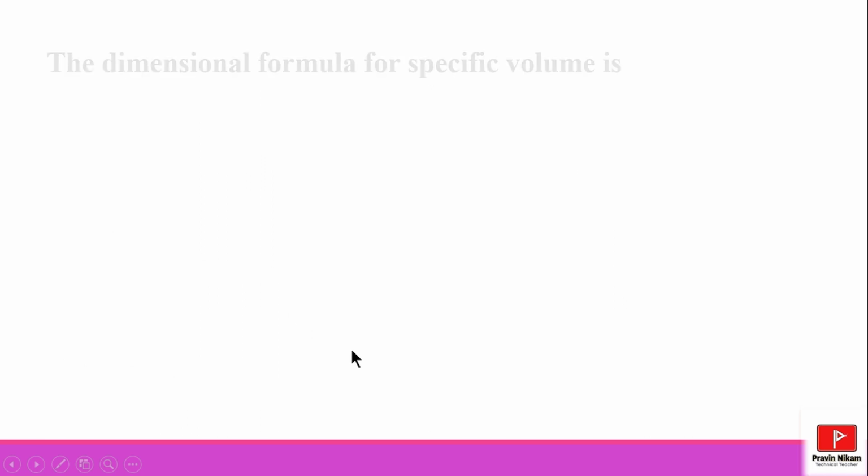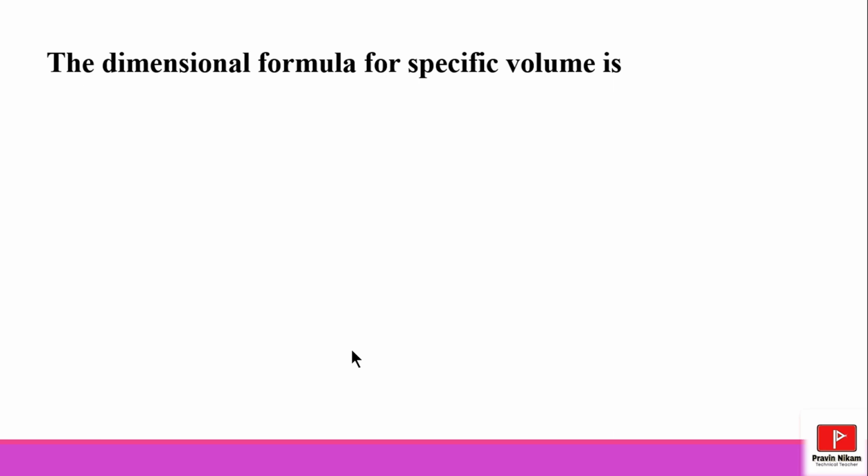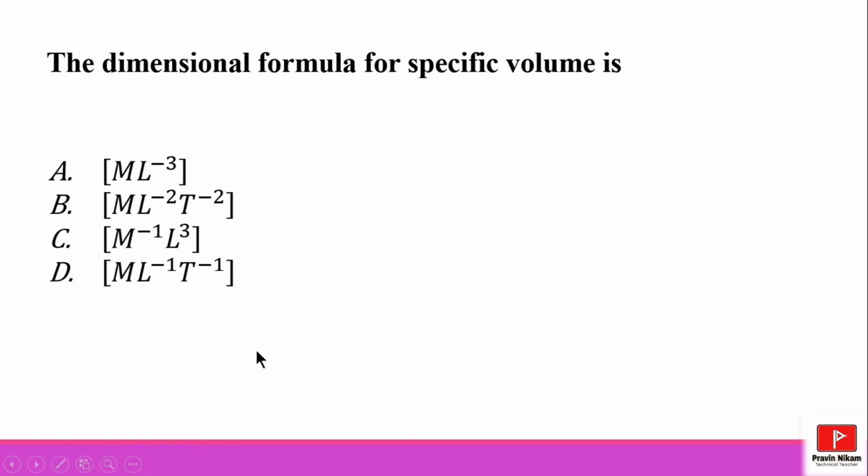Now see the next question. The dimensional formula for specific volume is. You can see that these are the options. Now we know the formula for specific volume, V divided by M, and the unit of specific volume is meter cube per kg. Now this unit is in the form of fundamental units, so you can easily write the dimensional formula. Now meter cube means L raised to 3.